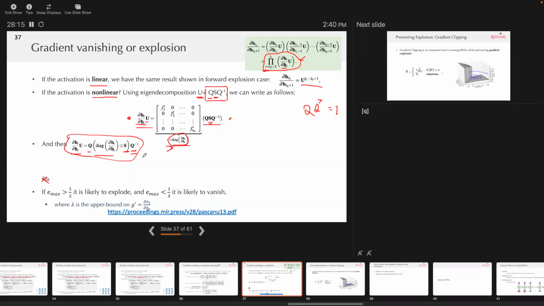If you look at the blackboard, you have this Q, and you have something in the middle, and you have Q inverse. If you multiply a lot of these terms, for example, you multiply another term of Q, and something in the middle, and Q minus 1, what you're going to get is that you can actually cancel this out.